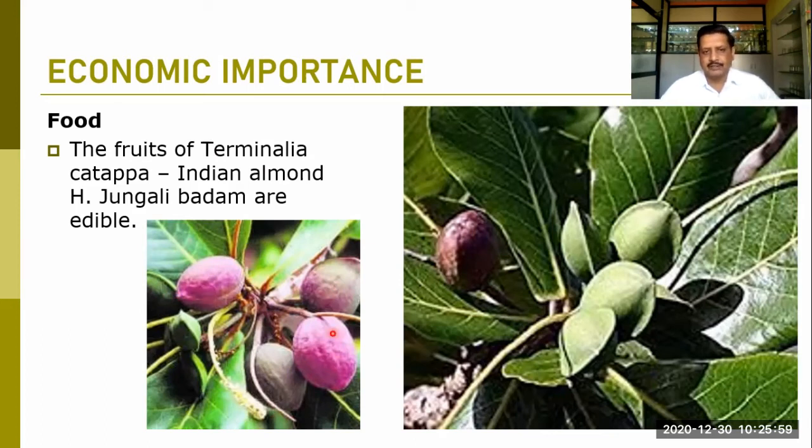These fruits are purplish to violet in color at maturity, and normally they are green in color, having two angles on that. So such type of fruits are there, and because of that it can be edible. So it falls under the category food.